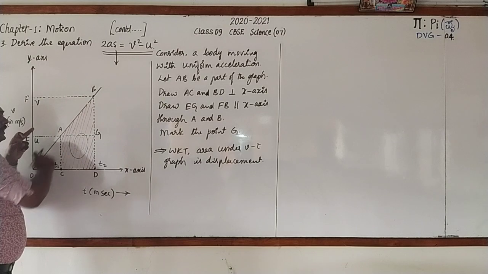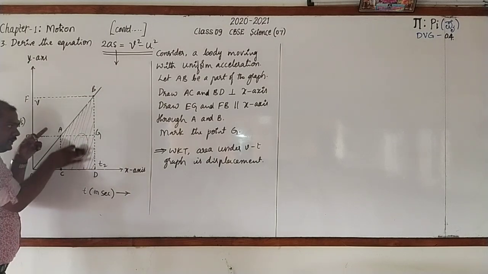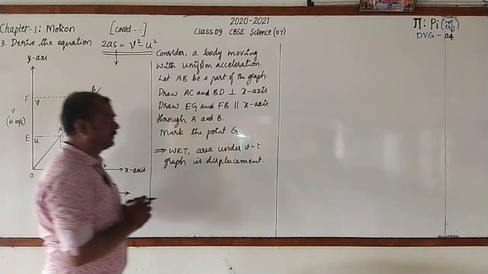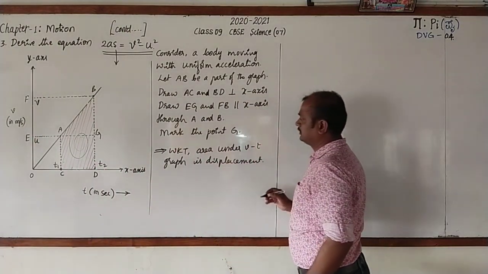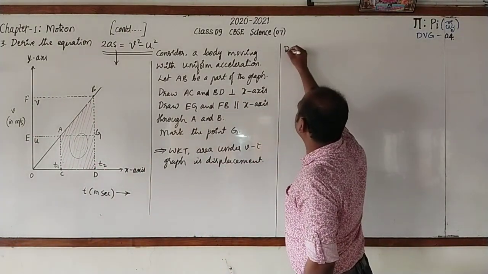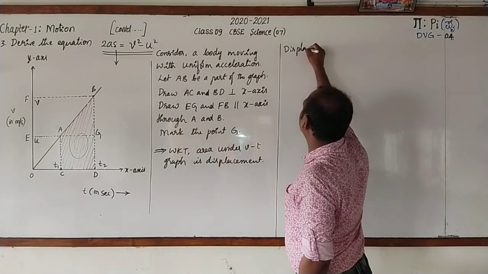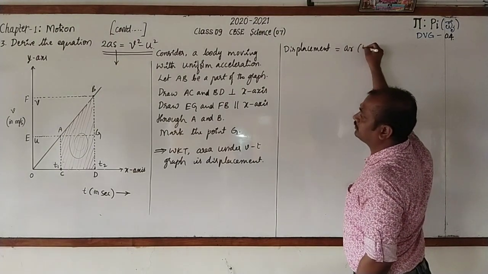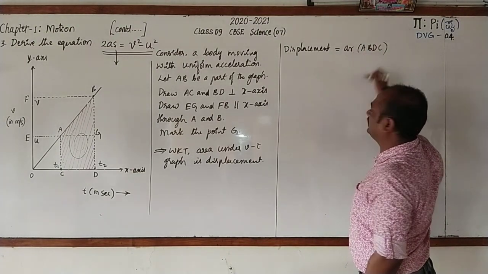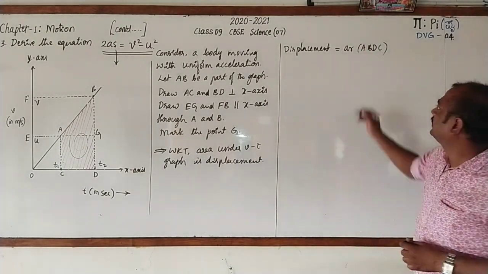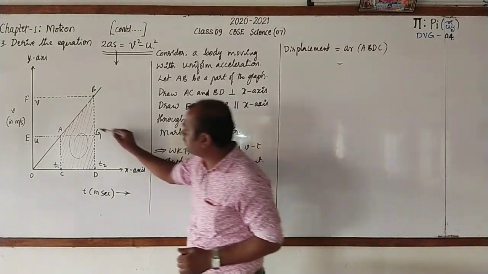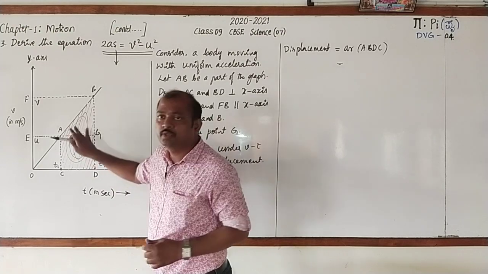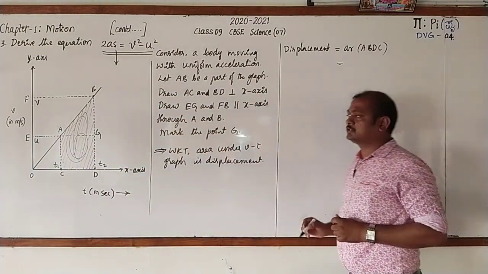See, AB, it is a part of the graph. Area under that is ABDC. Let me go for taking that. Here I will write displacement is equal to area of ABDC. Got it? Then which geometrical figure can be assumed here? ABDC, it is a trapezium, right?